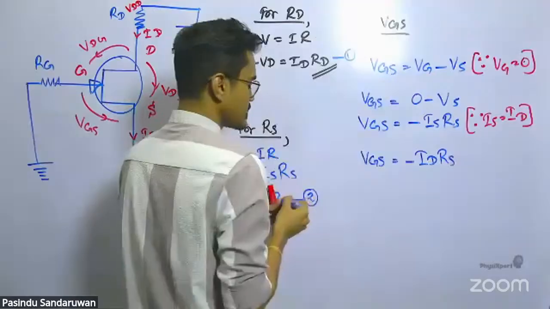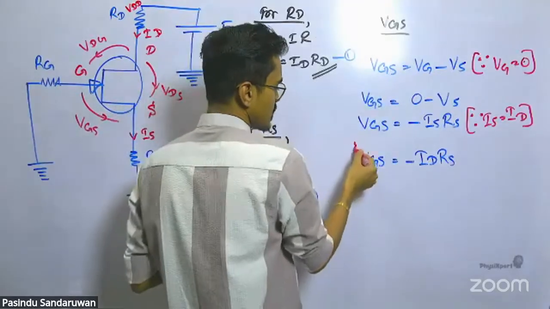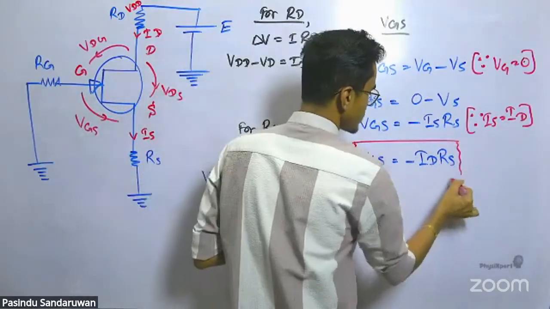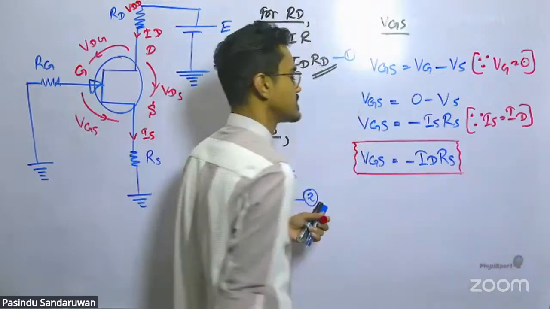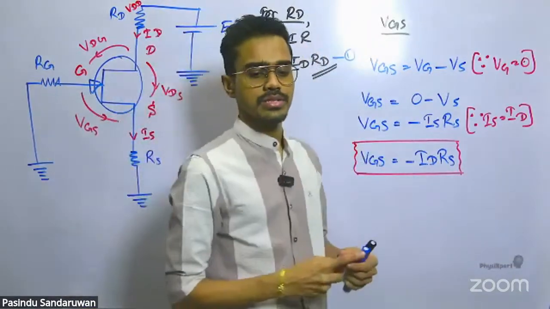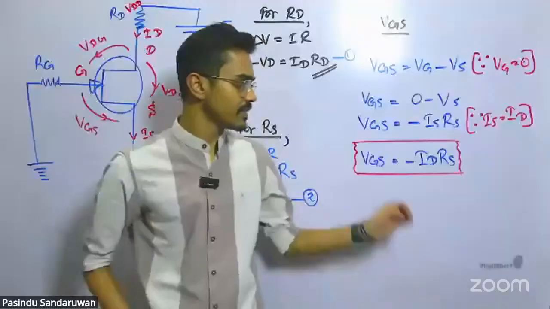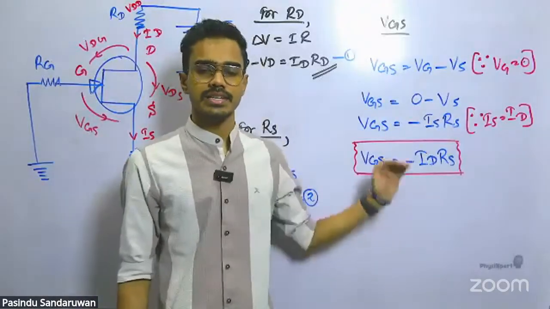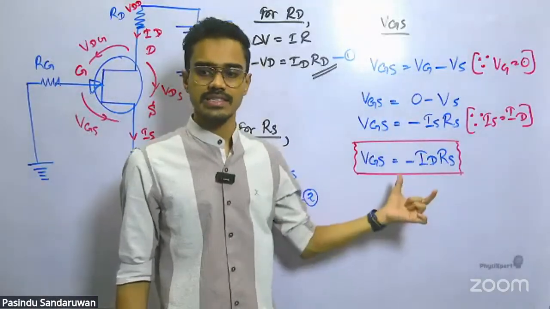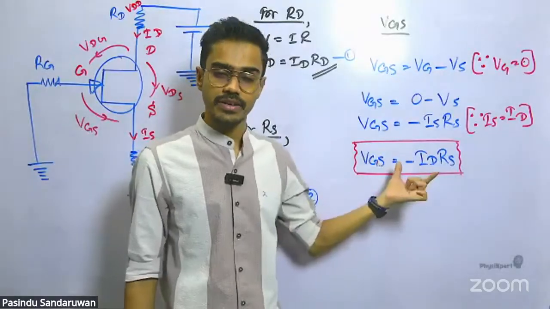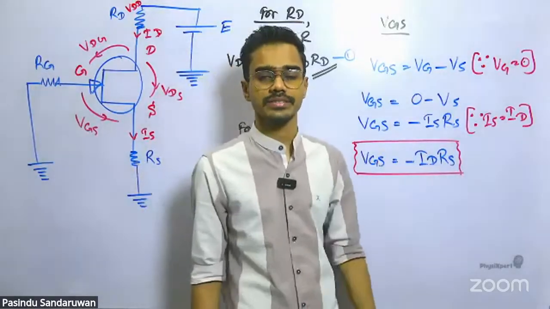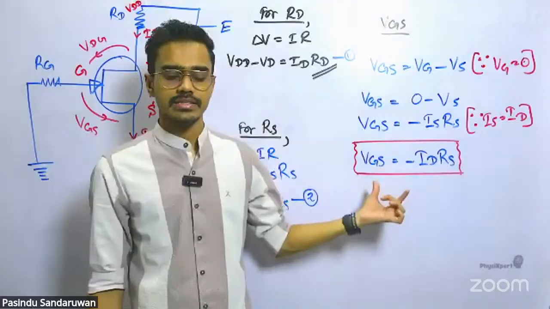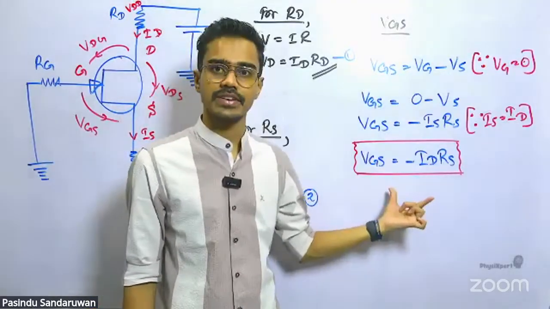Minus IDRS. Right? This is how we usually refer to this equation, and at once we can use this as a proof. VGS equals minus IDRS, and this is the general equation of a unipolar transistor, an NJFET. Right? This is the general equation of an NJFET.